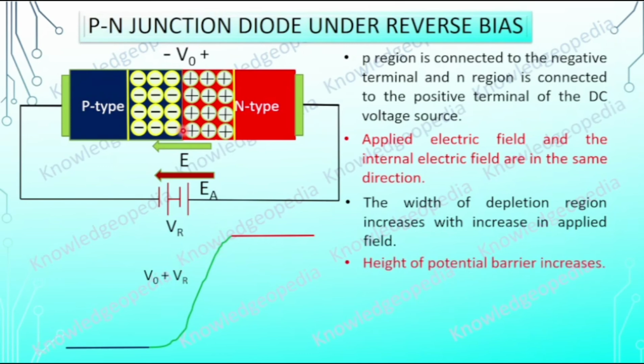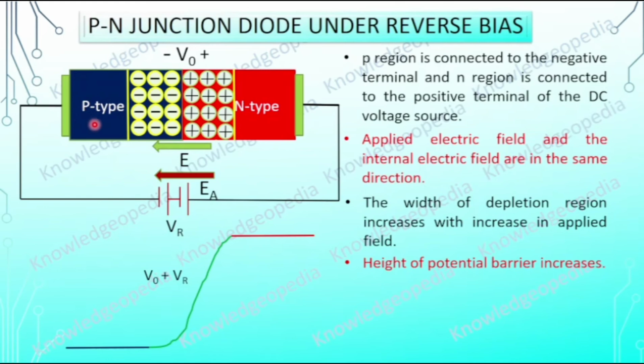Here both the potentials are in the same direction. So this height became V0 plus VR. Without bias, it was V0 only. Okay. If the width is increasing, that means the barrier potential height is also increasing. It is very difficult for these carriers to move from one side to the other side. That means hardly any current flows through the circuit due to the diffusion.